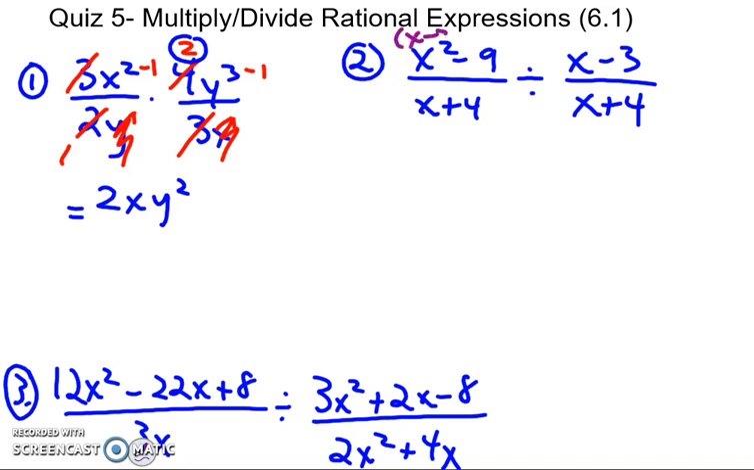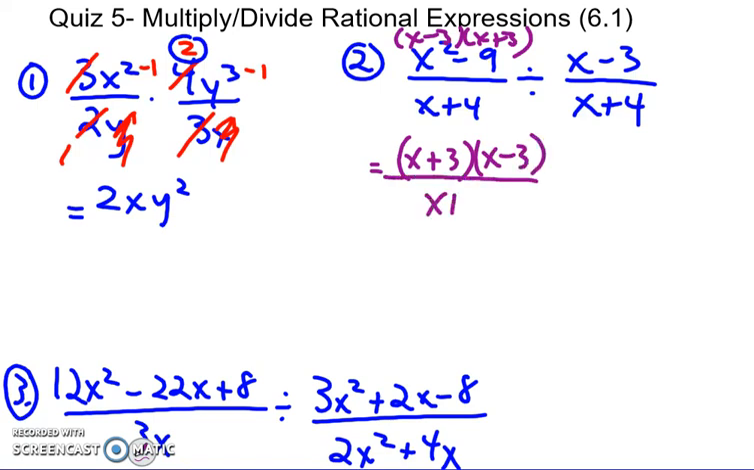X minus 3, x plus 3, factor. The first thing I should do really is change this to a multiplication problem, right? Which is what I said before. So the first numerator, x minus 3, x plus 3, or x plus 3 times x minus 3, doesn't matter. Divided by x plus 4 times, flip this guy upside down, x plus 4, x minus 3. And then I start looking for my like terms. It's pretty clear. Everything goes away but the x plus 3.